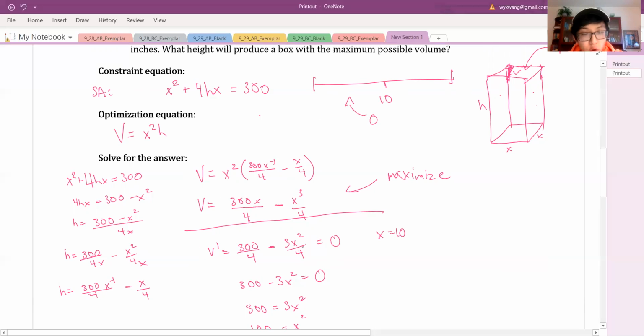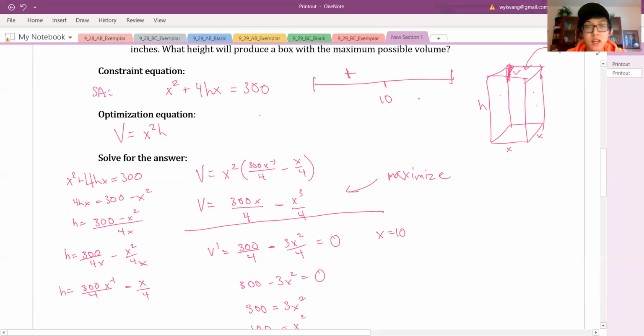So 300 over 4, sorry, I'll write it out. It's going to be 300 over 4 minus 3 times 0 squared over 4, right? That is going to be equal to 300 over 4, because this just cancels out to 0. So it's just going to be 300 over 4. So it's going to be positive.